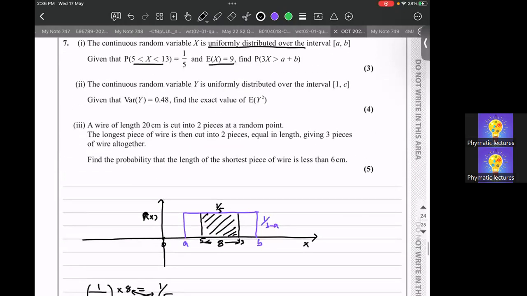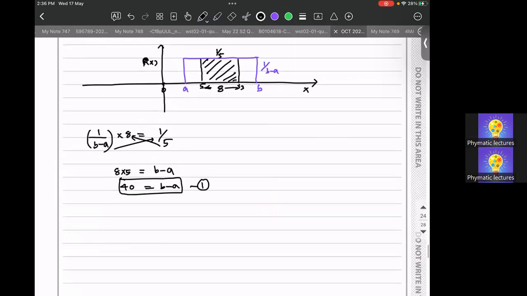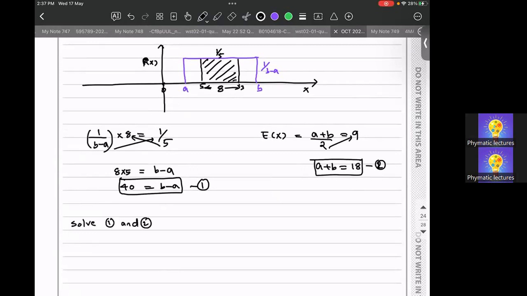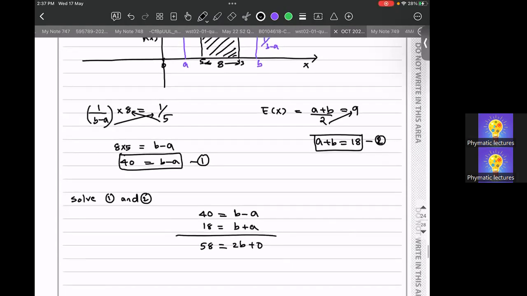Also given in our question is that the expectation, the mean value, E of x, is 9. The basic formula for E of x is a plus b by 2, and that is given as 9. Cross multiplying, a plus b is equal to 18. This is equation number 2. Then solve equation 1 and equation 2: 40 is equal to b minus a, 18 is equal to a plus b. Adding these together, 58 is equal to 2b plus 0. From that, we get b as 58 by 2, which is 29.